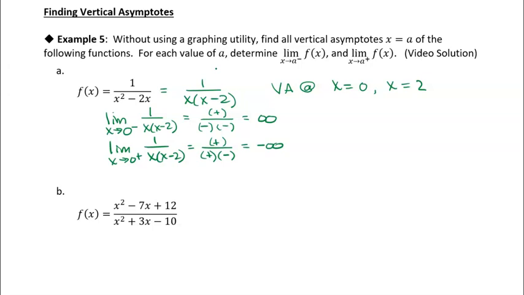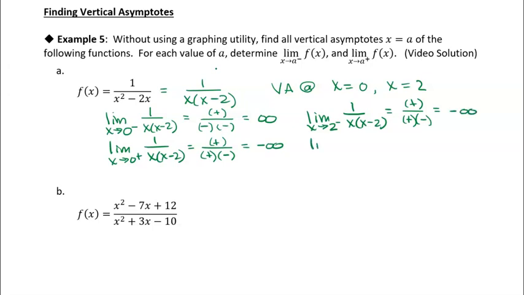All right, and then I can do the same thing with the other vertical asymptote. Let's look at the limit as x approaches 2 from the left. And our function is 1 over x times x minus 2. And the numerator is positive. And, okay, we're approaching 2 from the left, but x is positive. And x minus 2, right, if I take something less than 2 and subtract 2, it's going to be negative. Okay, so this goes to negative infinity.